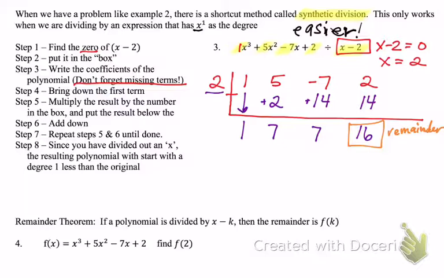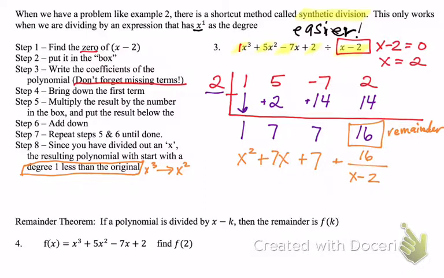So now I would write this as, since you divided out an x, your degree is 1 less than the original. My original is x cubed, so 1 less is x squared. So I'm going to write this as 1x squared, or just x squared, either way, plus 7x plus 7 plus 16 over x minus 2. Now, is that not the same answer as we got in example 2? Not too bad. If a polynomial is divided by an x minus k, then the remainder is whatever your f of k is.